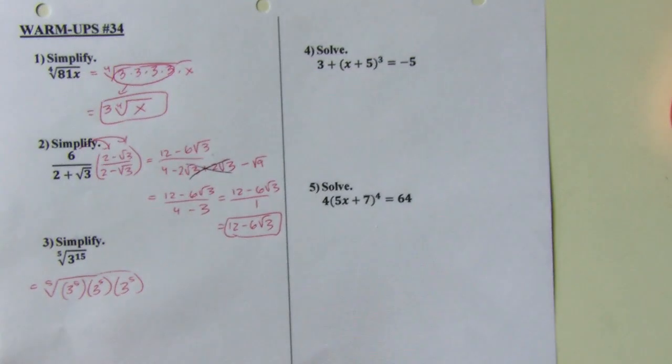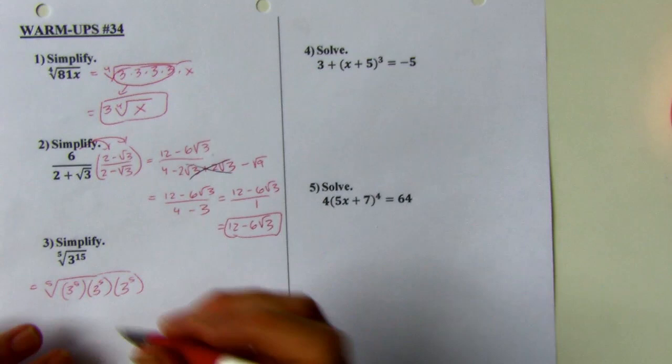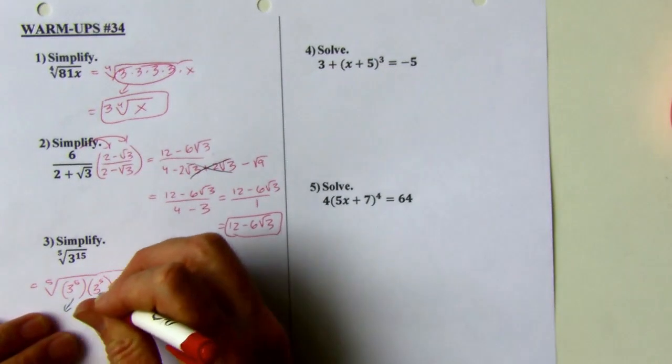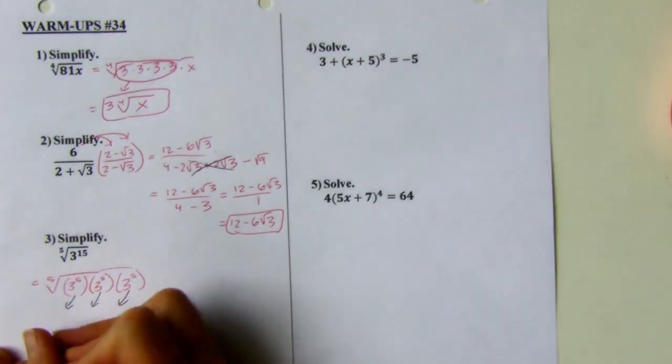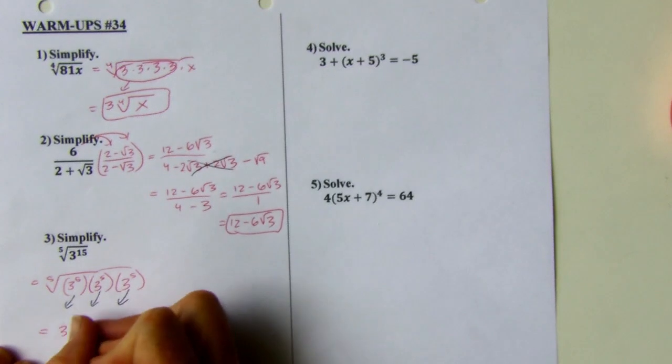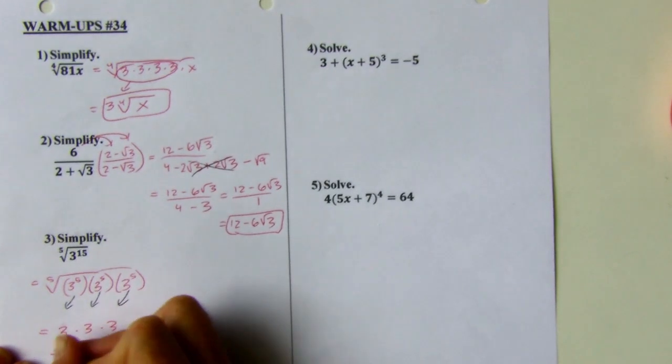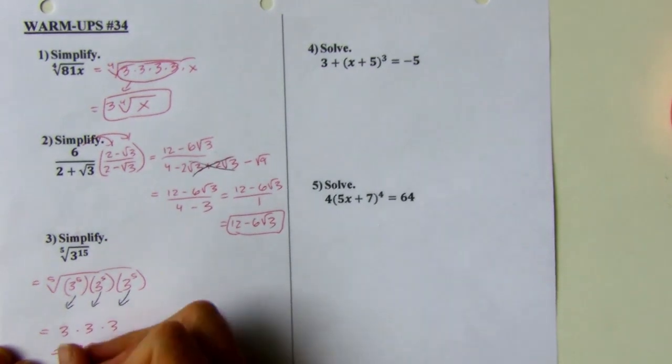So then each one of those represents a set of quintuplets. So a 3 is going to get out here, a 3 is going to get out here, and a 3 will get out here. And there won't be anything left on the inside, so I've got 3 times 3 times 3, and that's going to come out to exactly 27.